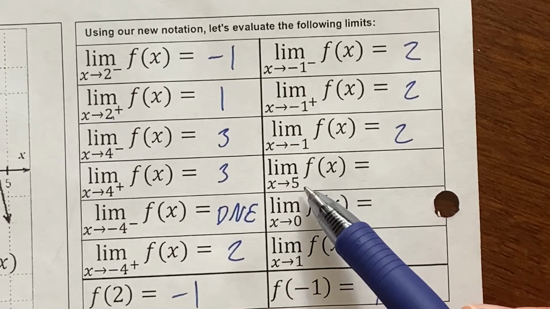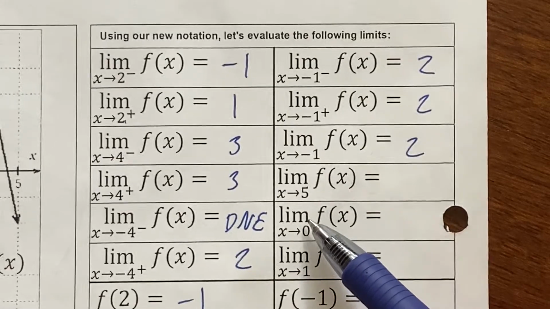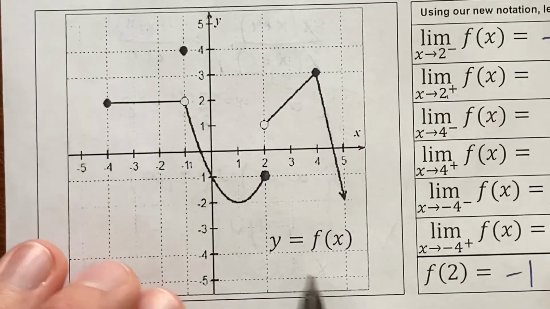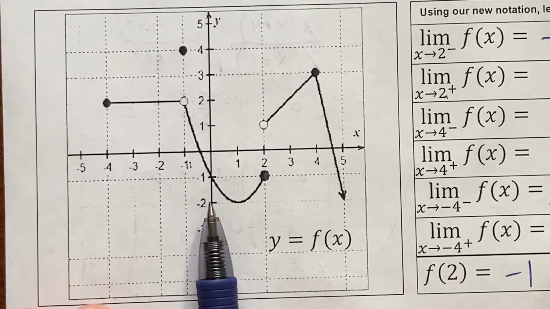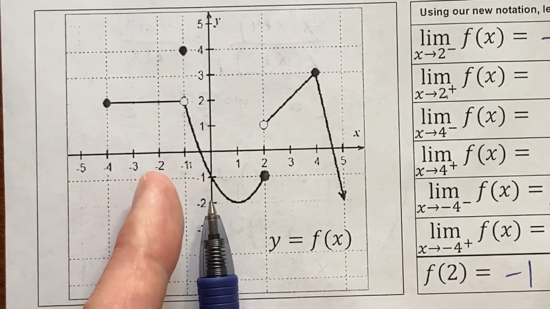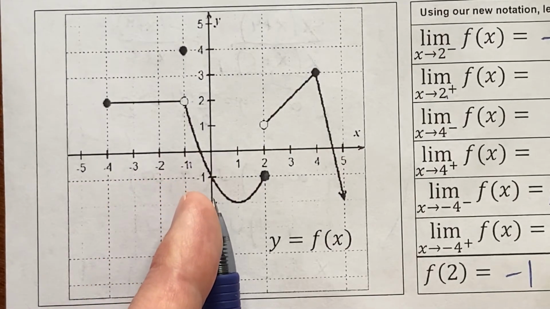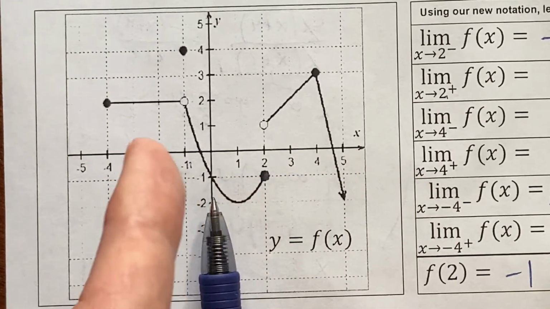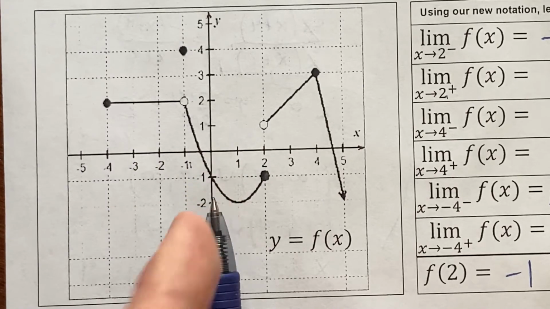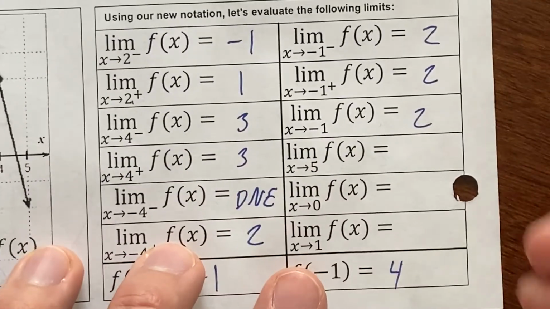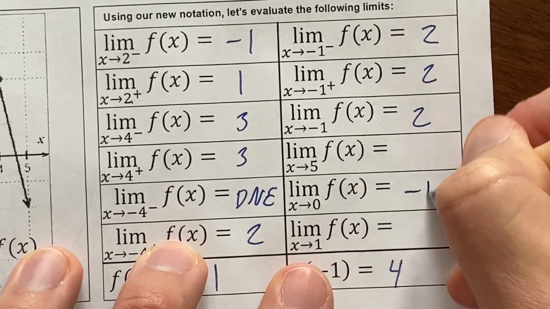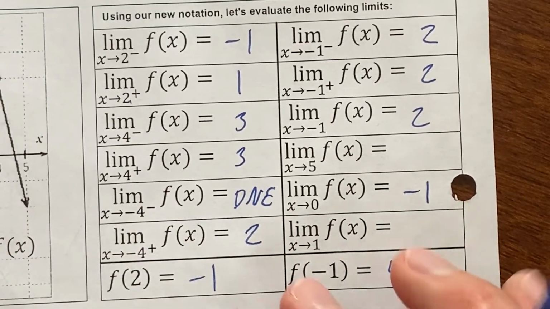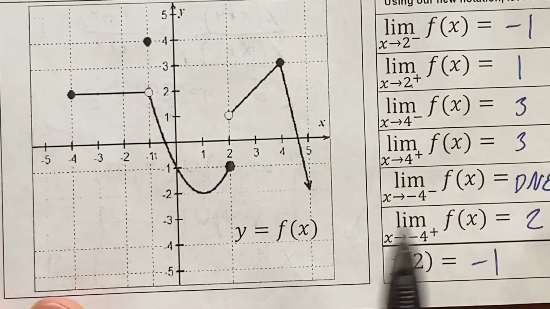As x approaches, let's do 0 first. All right, so let's look at 0. That would be right here, okay? X equals 0 is right there. And as we're coming from the left, we're getting really, really close to what, -1? As we're coming from the right, we're getting really, really close to -1. The left is equal to the right. It's a real number. The limit as x approaches 0 is -1. Let's look at approaching 1. Okay, so as we're approaching 1 is right here.